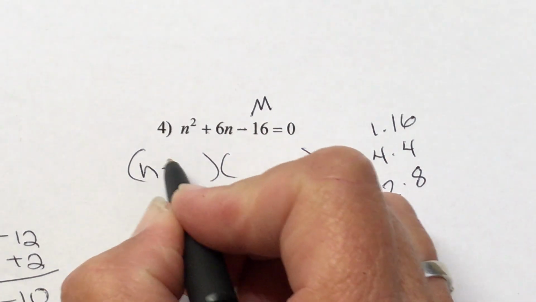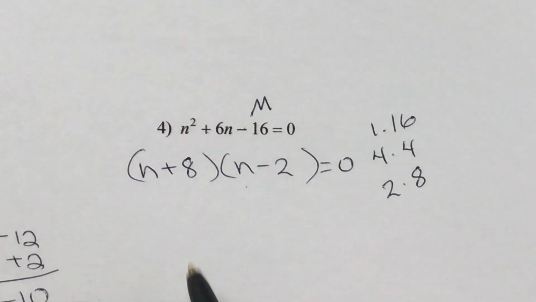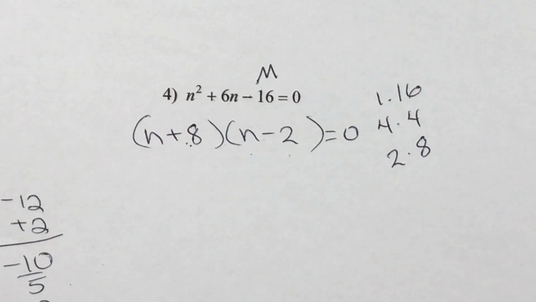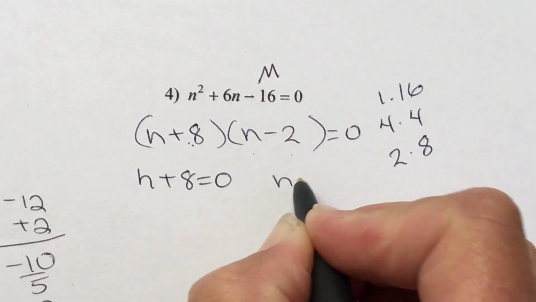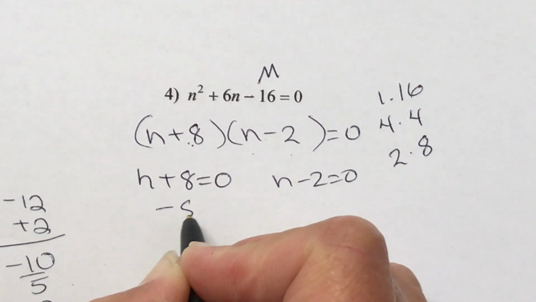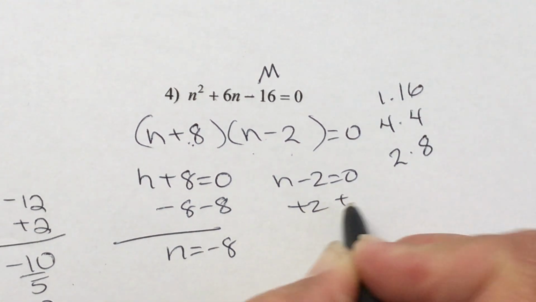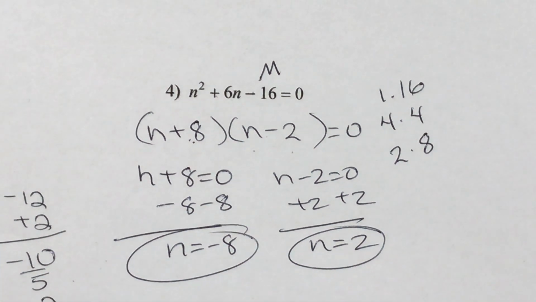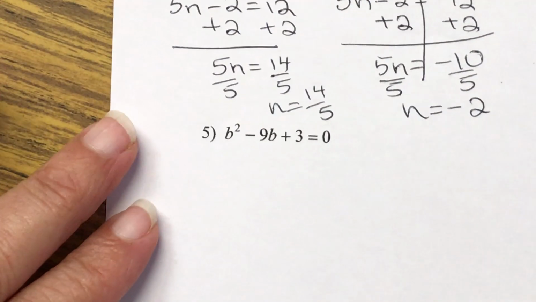Well, that's going to be n plus 8, n minus 2. So 8 times negative 2 is negative 16. Check. 8 minus 2 is positive 6. Check. And now we're going to set these two chunks equal to 0 and solve. So I have a negative 8 and I have a positive 2. Those are my two answers. Beautiful.